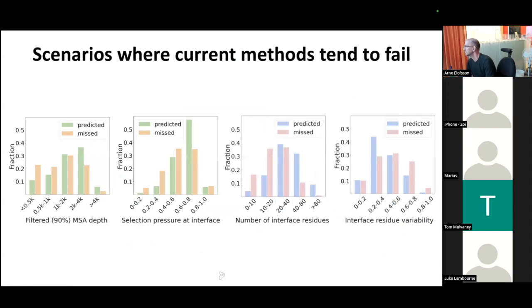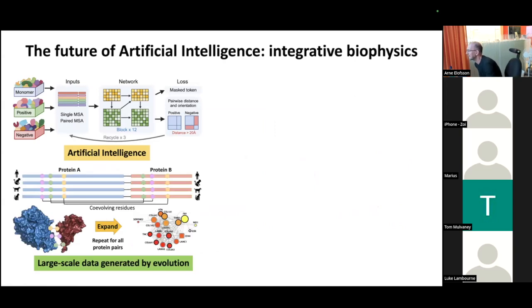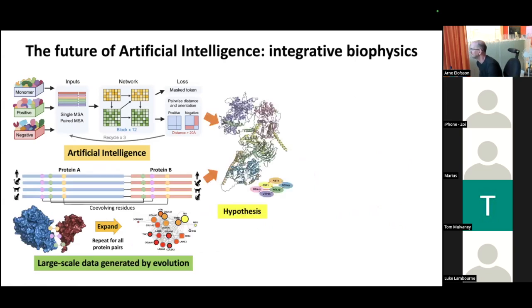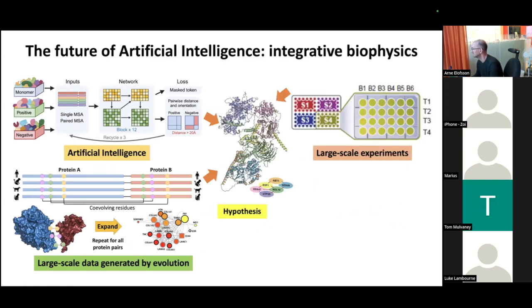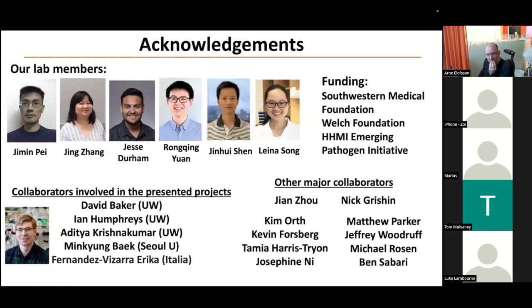Since I'm running short on time, I will skip these slides, and if you wonder about them, you can ask. This is my view of the future of artificial intelligence. Using all these AI networks and a lot of data, we can make very realistic hypotheses about protein function. But it's more important that we collaborate with experimental biologists to turn these hypotheses into truly validated discoveries. With that, I'd like to thank my lab members and my collaborators who contributed to this project, and I'd be happy to take questions.